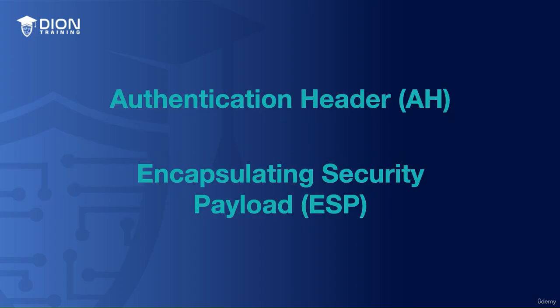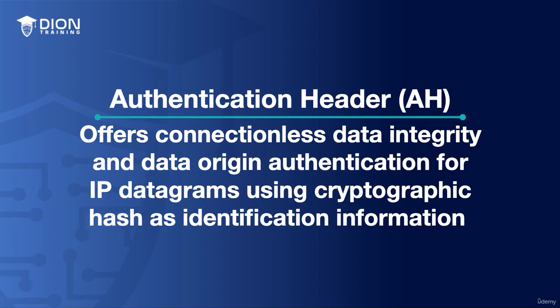Now, the final thing we need to discuss in this lesson is the concept of an AH or authentication header, as well as an encapsulating security payload or ESP that is used within your IPsec protocol. Now, the AH or authentication header is going to be used to provide connectionless data integrity and data origin authentication for IP datagrams, and it provides protection against replay attacks. Be aware, though, that the authentication header does not provide any kind of confidentiality of the data itself. Instead, the authentication header contains a cryptographic hash of the data, and this will simply act as identification information to provide the integrity between the sender and the receiver of each packet that's being transmitted.